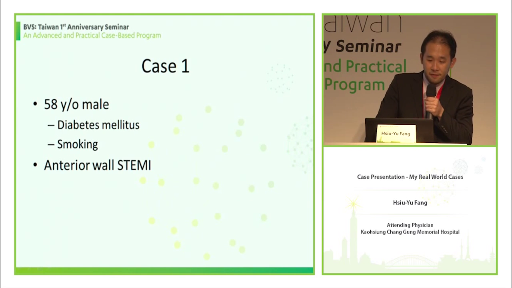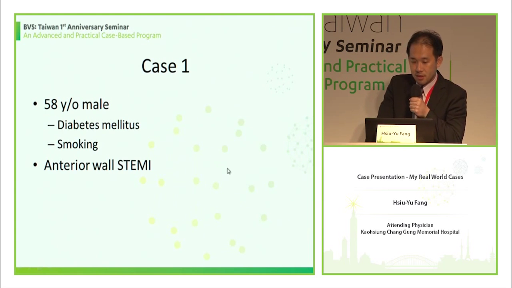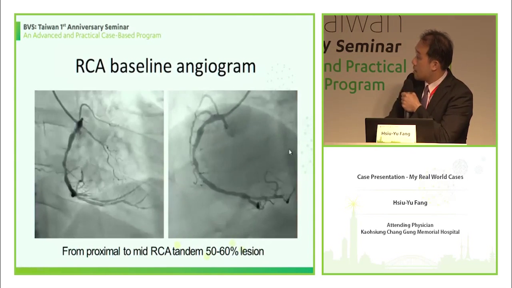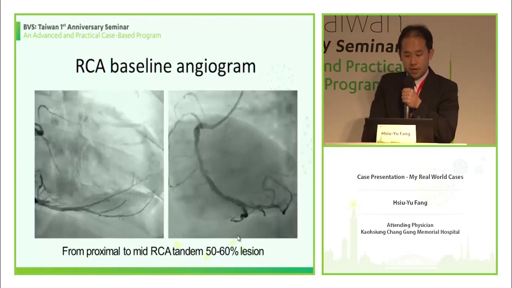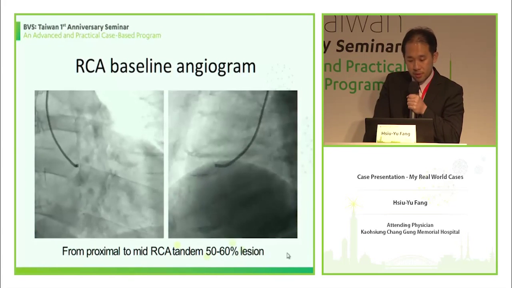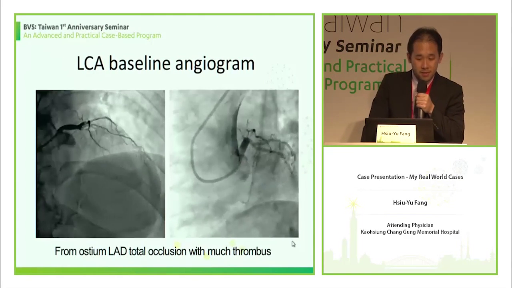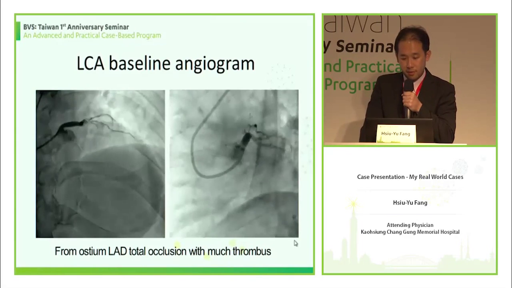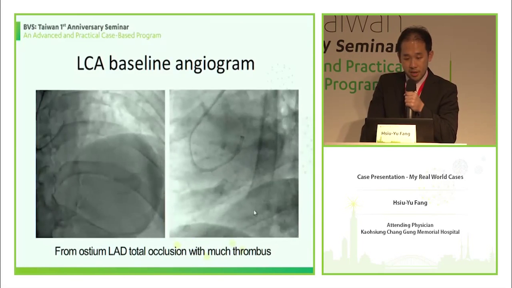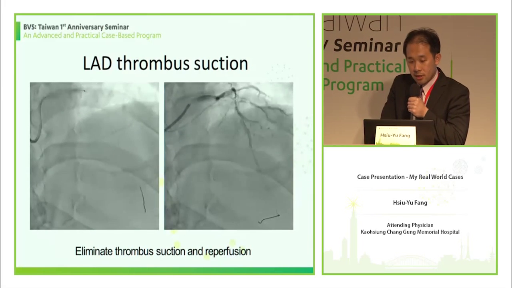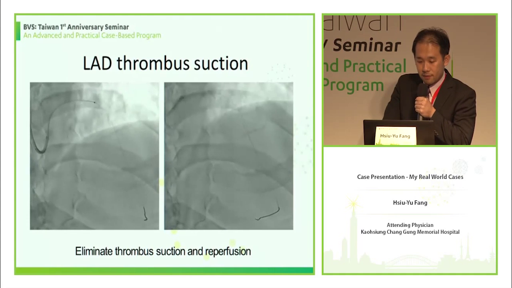This is the first case, a 58-year-old male with diabetes and smoking, presented with chest pain at midnight, acute anterior ST elevation myocardial infarction. This is his EKG. And this is his RCA baseline coronary angiogram. You can see from the proximal to mid RCA some 50-60% lesion. And this is the left coronary artery, with total occlusion from the osteo of LAD and heavy thrombus burden. Of course, we do this STEMI case with thrombus suction.